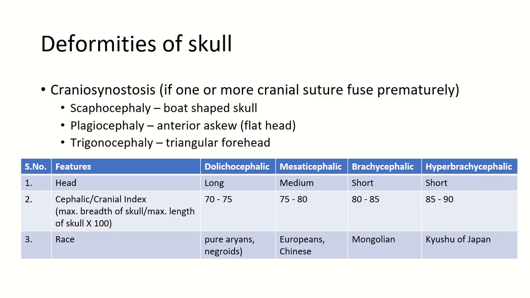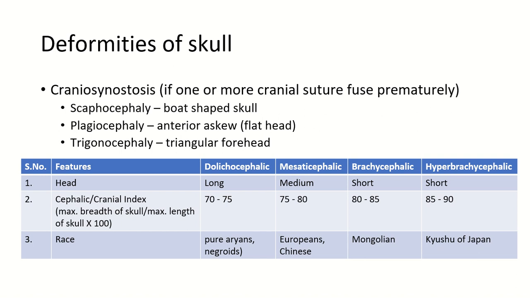Now the deformities of skull that are useful in the identification of an individual. So there is craniosynostosis: one or more cranial sutures fuse prematurely. Scaphocephaly is a boat shaped skull. Plagiocephaly: anterior skew, flat head. Trigonocephaly: triangular forehead. So the features: head in dolichocephalic is long, mesocephalic medium, brachycephalic short, hyperbrachycephalic very short.